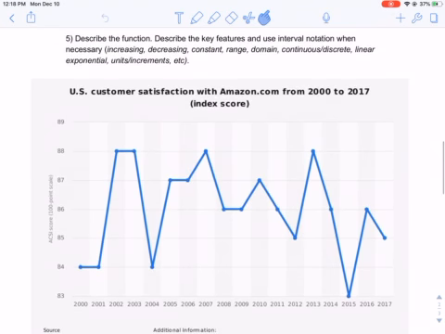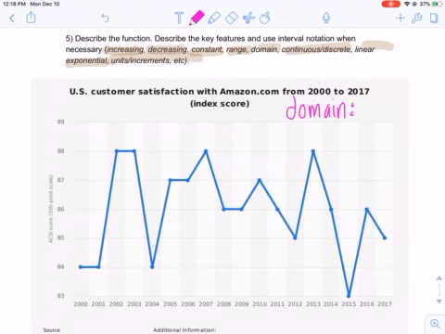In this case, we have a real function here. So the key features we're looking to talk about here are increasing, decreasing, constant, range, domain, continuous or discrete, which we'll talk about, whether it's linear or exponential, units, increments, stuff like that. So there's a lot we can say about this. So first of all, I'm going to talk about the domain and range.